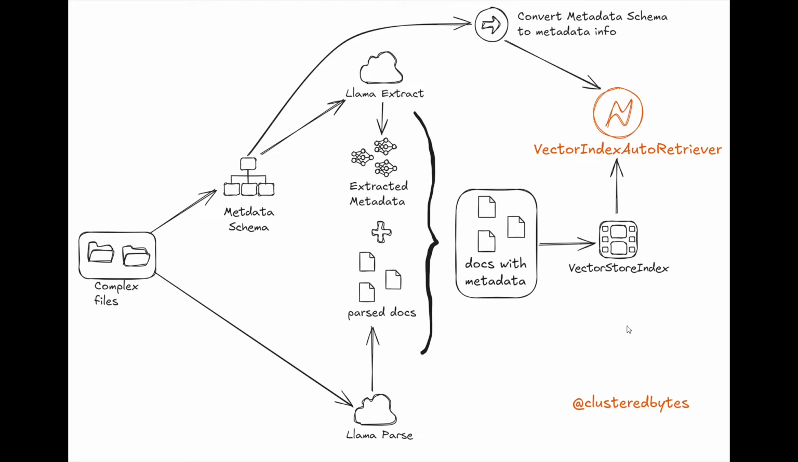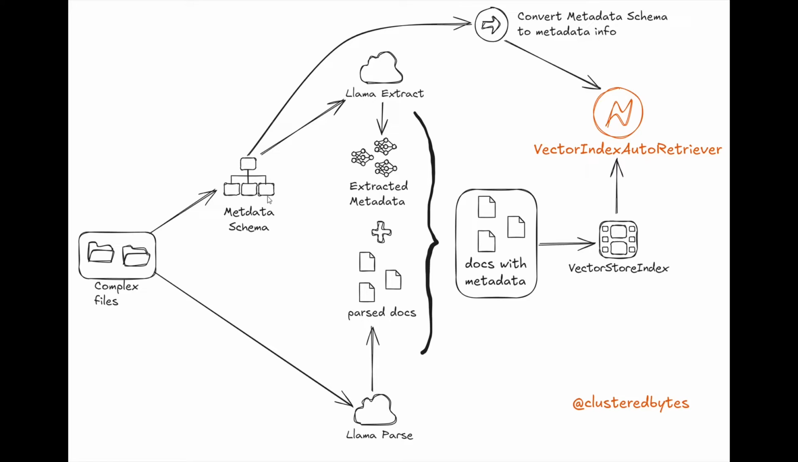So here's the high-level overview of the system. First, we specify the structure of the metadata to extract. Then we use LlamaParse on those complex files to get the parsed documents. And we use LlamaExtract to get the metadata for each of those documents. Next, we zip them together to get the list of documents with their associated metadata. Then we create a vector store index using those documents. In our tutorial, we used Chroma as the vector store because it supports metadata-based filtering.